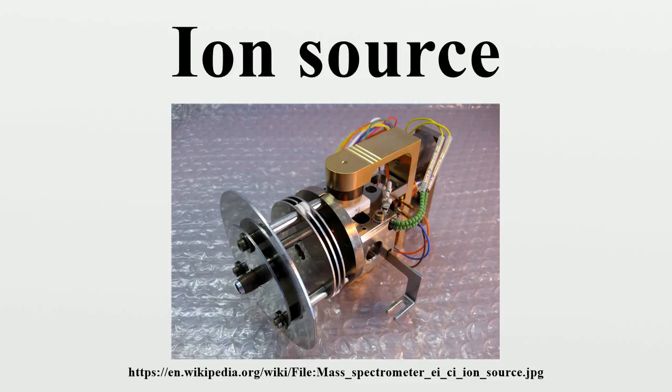Compounds at least as large as bovine serum albumin, 66 kDa, can be ionized with this method. In this simple, low-cost and easy-to-use ionization method, the inlet to the mass spectrometer can be considered the ion source.